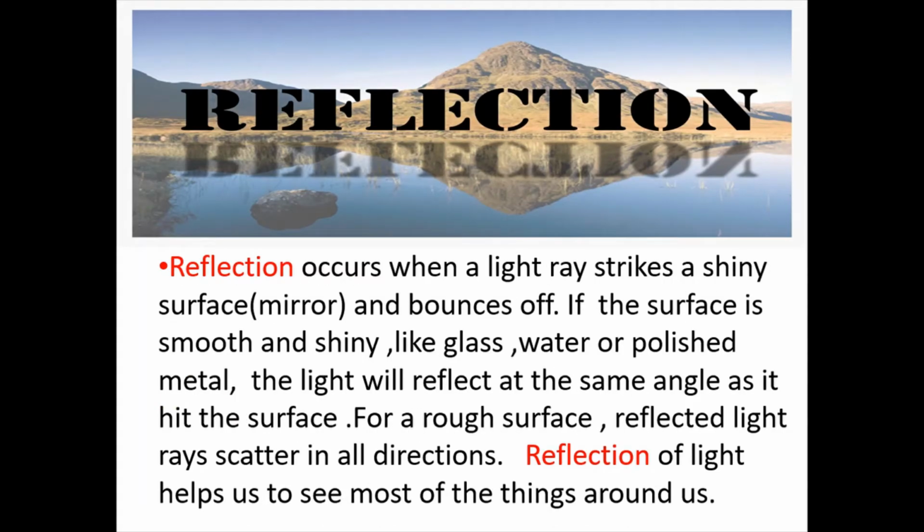Now, what is reflection? Reflection occurs when a light ray strikes a shiny surface and bounces off. That means the phenomenon of bouncing back of light at a surface is known as reflection. If the surface is smooth and shiny like glass, water, or polished metal, the light will reflect at the same angle as it hit the surface. For a rough surface, reflected light scatters in all directions. It is because of reflection that we are able to see most of the things around us. Now, we can see the diagram of reflection in the next slide.